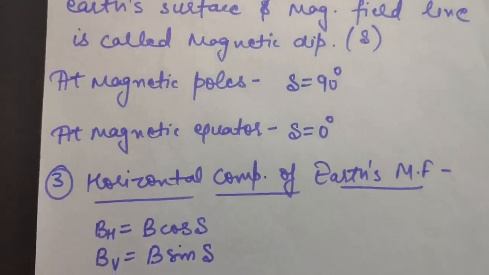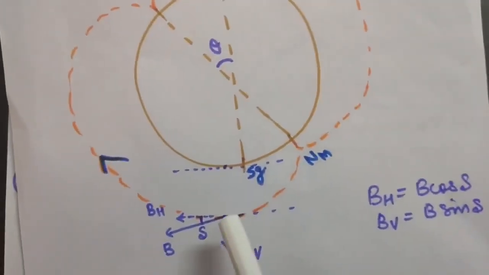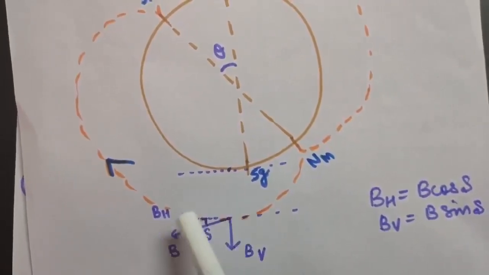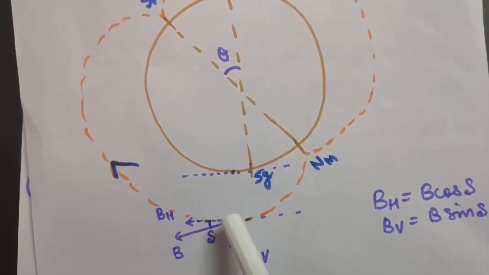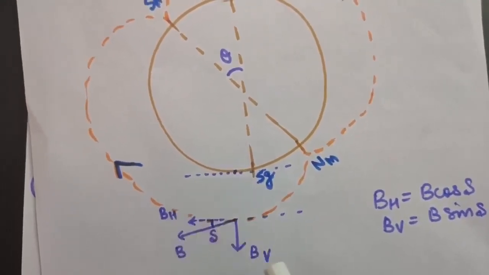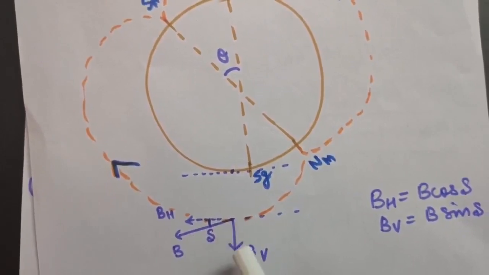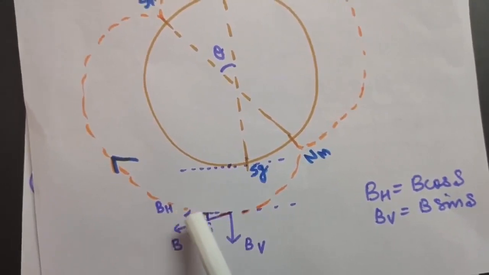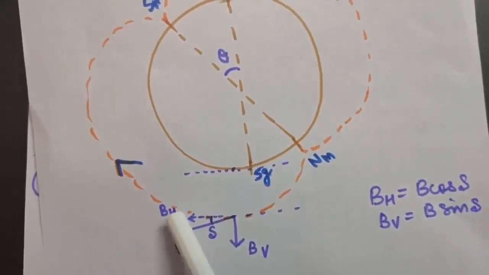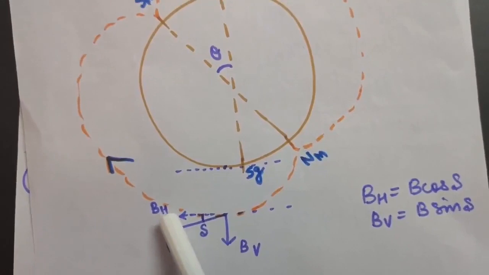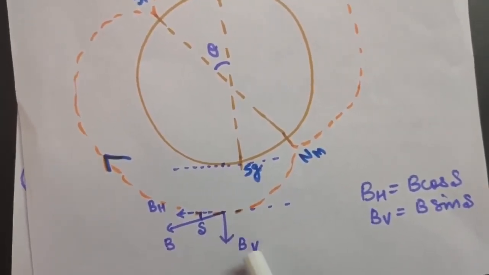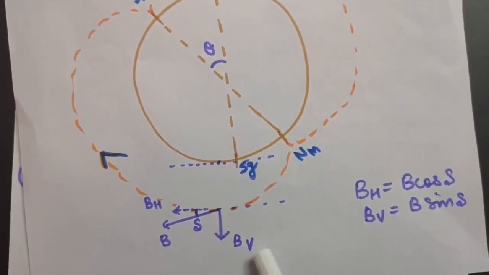The next is the horizontal component of Earth's magnetic field. Again, look at the diagram. This is B, and this is del. B can be resolved in two directions, as you can see here. One direction will be parallel to Earth's surface, and one direction will be perpendicular to Earth's surface. The component of the magnetic field which is parallel to Earth's surface is called the horizontal component, and we represent it by BH. The component which is perpendicular to Earth's surface is represented by BV, and this is called the vertical component of the magnetic field.